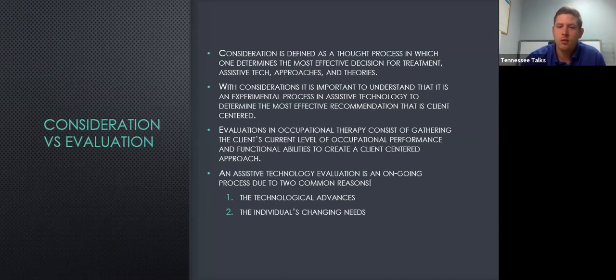Within consideration, it's important to understand that it's an experimental process in assistive technology to determine the most effective recommendation that the client has practiced. Another thing you've got to remember is it's a consideration. It might not always work. It's going to be an experimental process in which you have to decide if the student really likes it or doesn't like it, or if they are going to use it. And then your evaluation in occupational therapy typically consists of gathering the current level of occupational performance and functional abilities to create a client-centered approach.